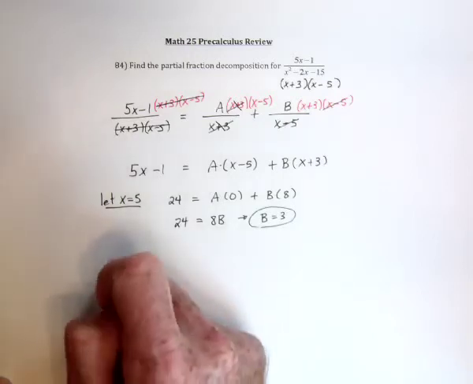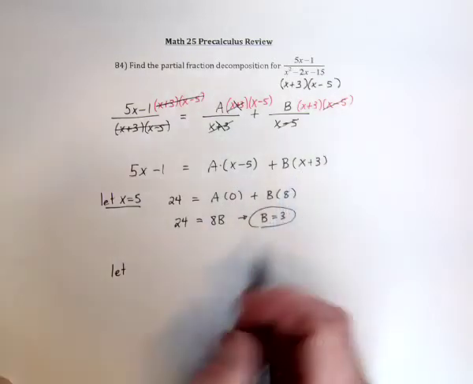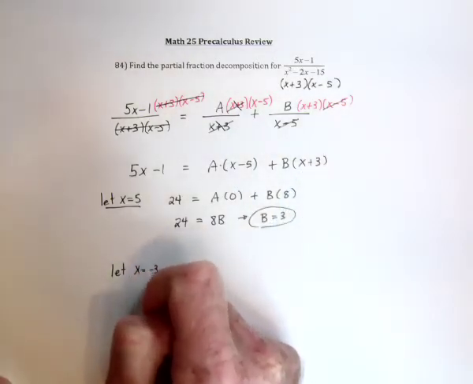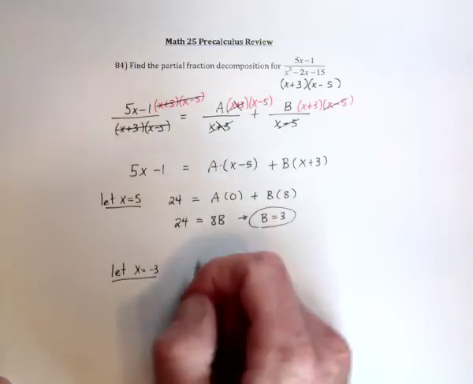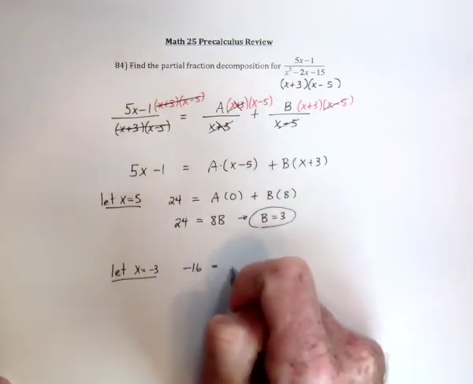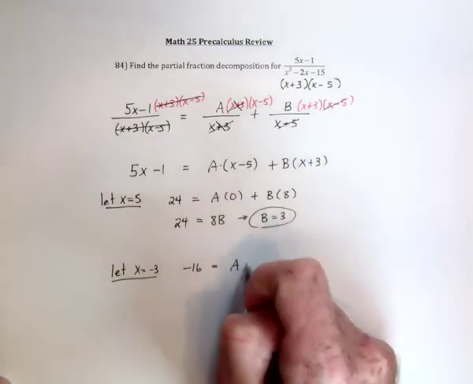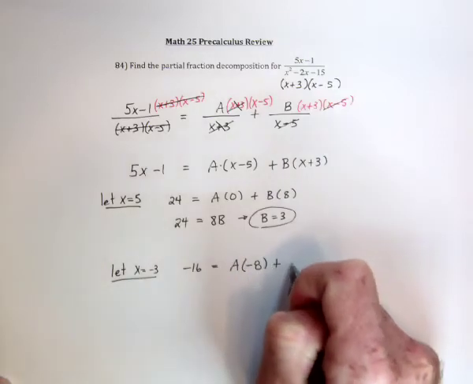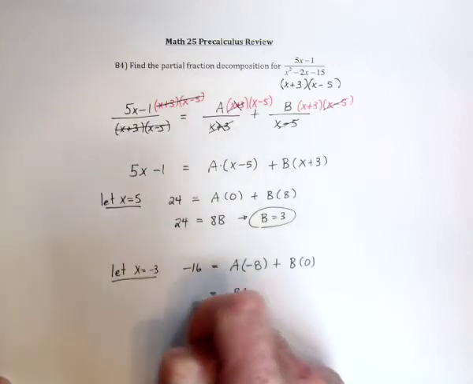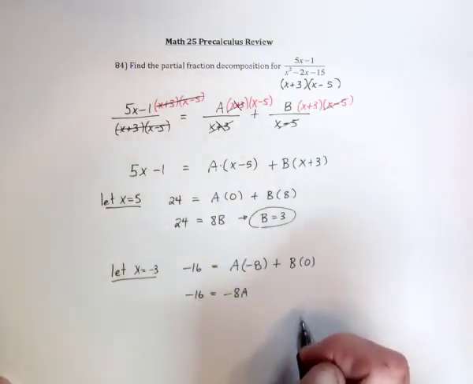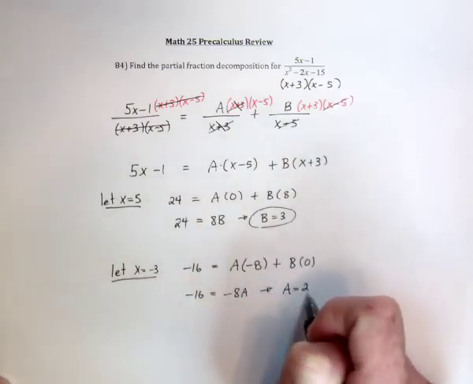Alright, now how about if we let x equal, so this time I could say let x equal negative 3. So with x as negative 3, that would make this negative 15 minus 1, which is negative 16. And if x is negative 3, then negative 3 minus 5 makes negative 8. And then it's going to be B times 0. So you have negative 8A is equal to negative 16. So when you divide both sides by negative 8, then the negatives cancel. A turns out to be a positive 2.